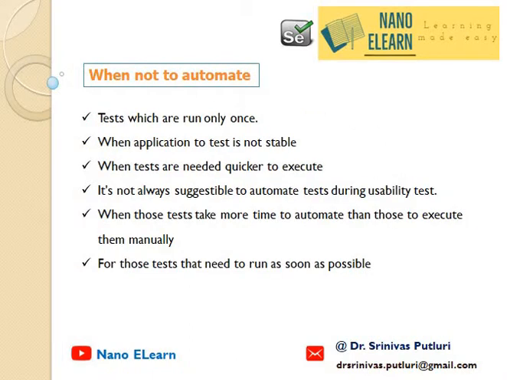When not to automate. For tests which are run only once, automation is not required. When the application to test is not stable. Also, when the tests need to execute quicker, even in this case, automation is not required. It is not always suggestible to automate the tests during usability testing, that is UI-based tests. When those tests take more time to automate than to execute them manually. Also, for those tests that need to run as soon as possible, in all these cases, there is no need for test automation.